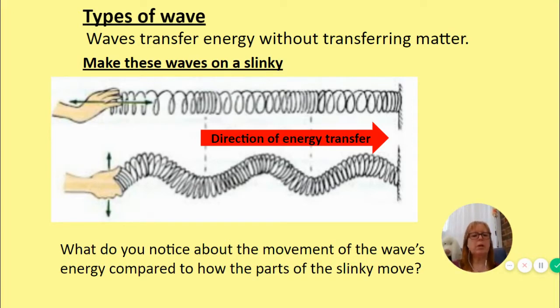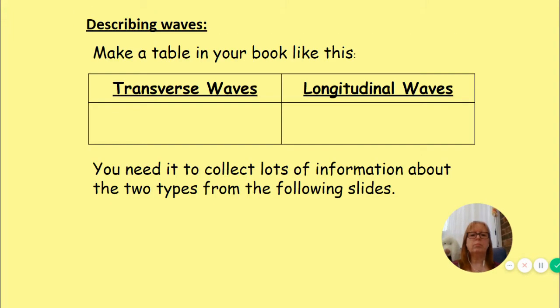The second type is like a side-to-side wave, so that sort of wave. The parts of the wave move at 90 degrees to the direction of travel. You've got one type that does that, and another type that does that. So parts of the wave move up and down while the energy moves in that plane. You'll notice there are different parts. So in your book, make a table: transverse waves, longitudinal waves. They're both very different.